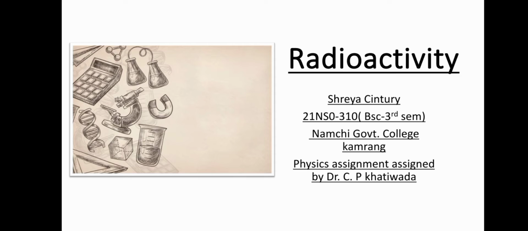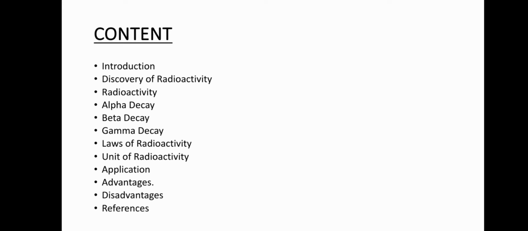So today we are going to look at the topic radioactivity. Before we go into the topic, I would like to show the topics that we are going to look at today. First we have introduction, then discovery of radioactivity. After that, radioactivity, alpha decay, beta decay, gamma decay, laws of radioactivity, unit of radioactivity, applications, advantages, disadvantages, and after that, reference.